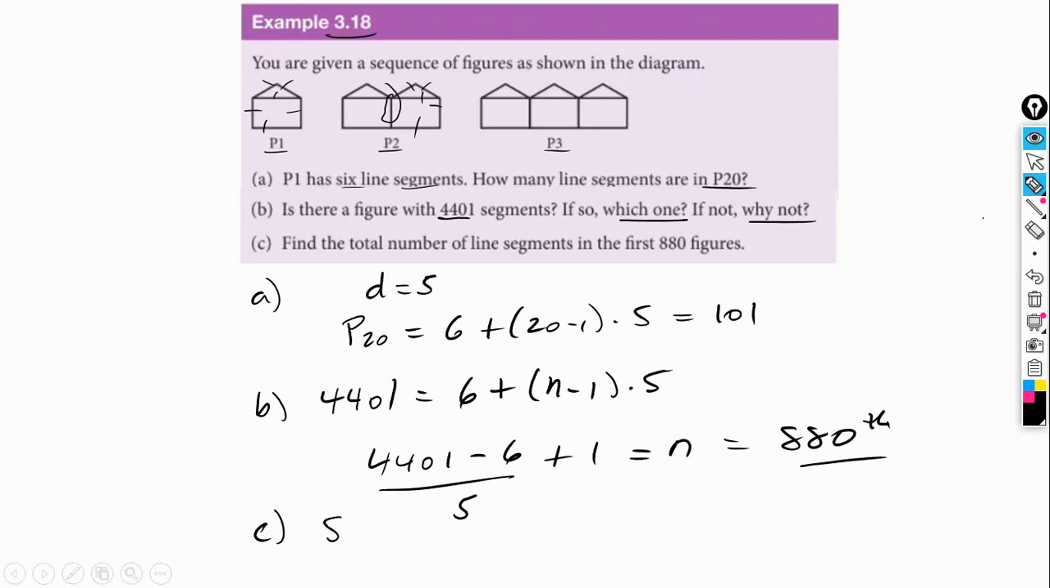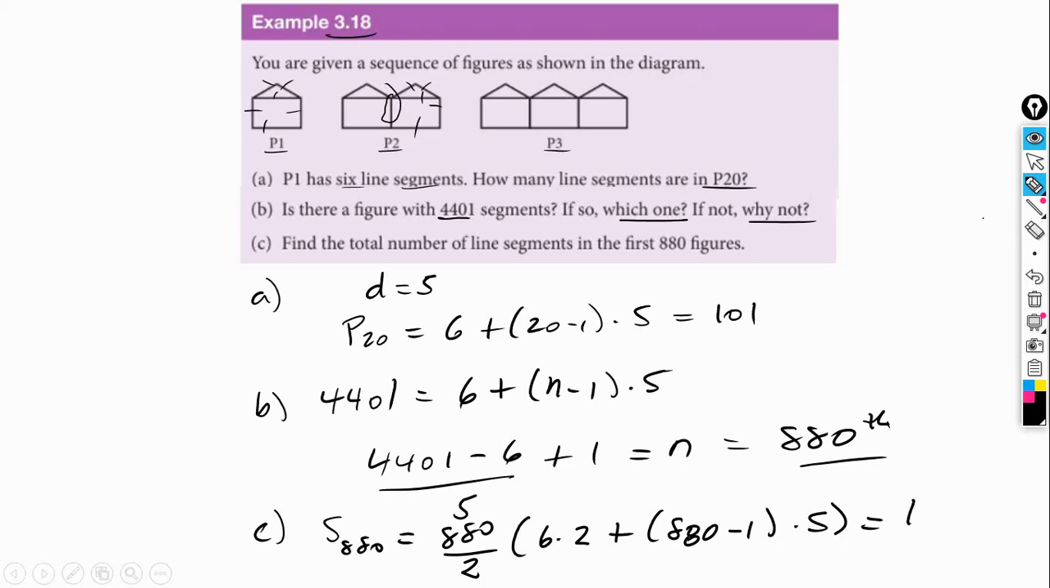So S of 880 would equal 880 divided by 2, and this times the first term times 2, plus 880 minus 1 times the common difference, which is 5. And if we do the math here, it's going to give us 1,939,080.